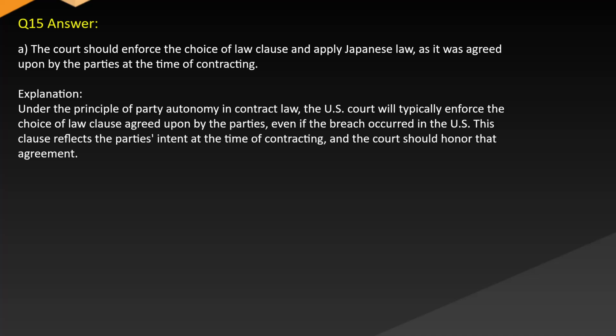And so A. The court should enforce the choice of law clause and apply Japanese law as it was agreed upon by the parties at the time of contracting. Explanation. Under the principle of party autonomy in contract law, the U.S. court will typically enforce the choice of law clause agreed upon by the parties, even if the breach occurred in the U.S. This clause reflects the parties' intent at the time of contracting, and the court should honor that agreement.